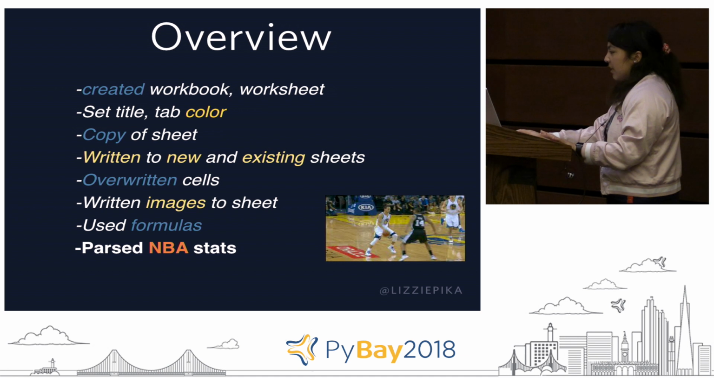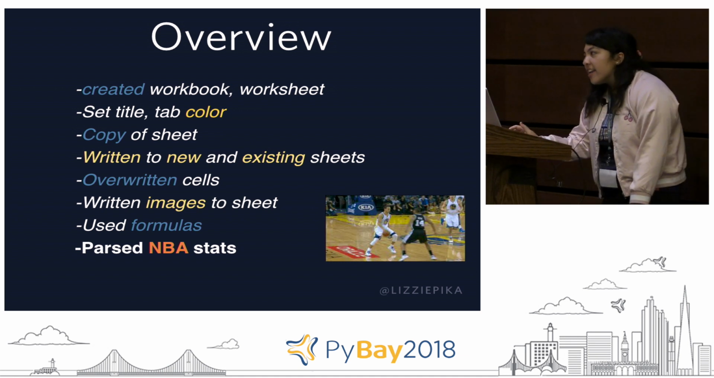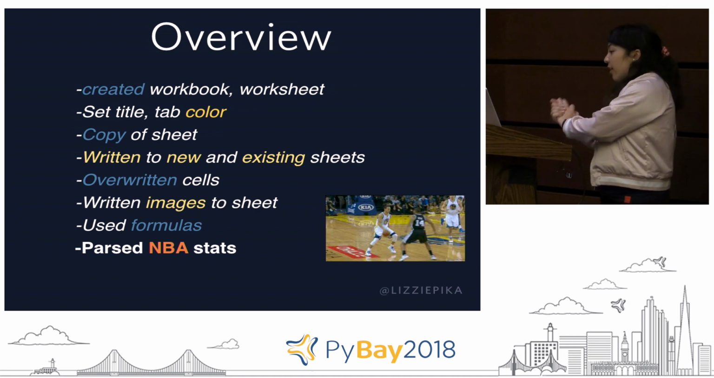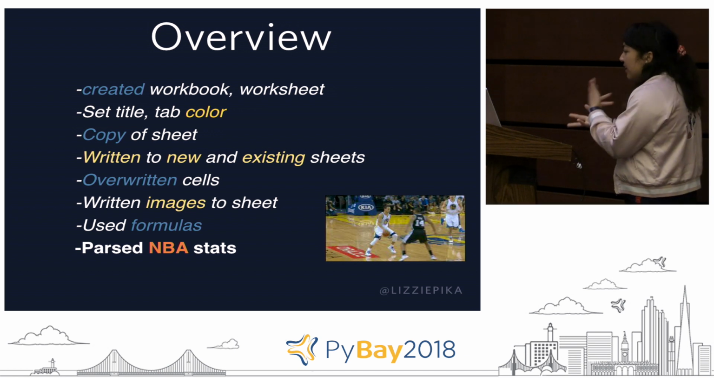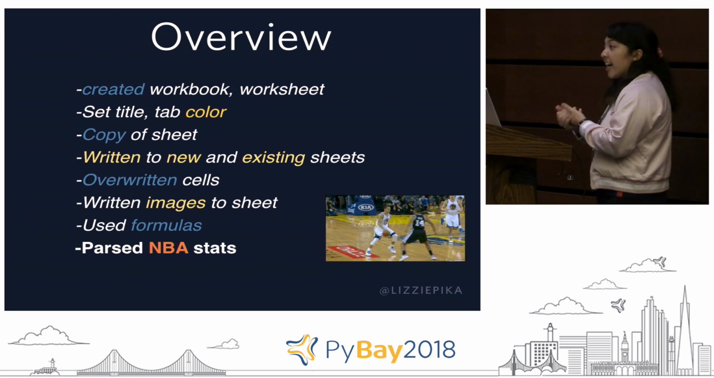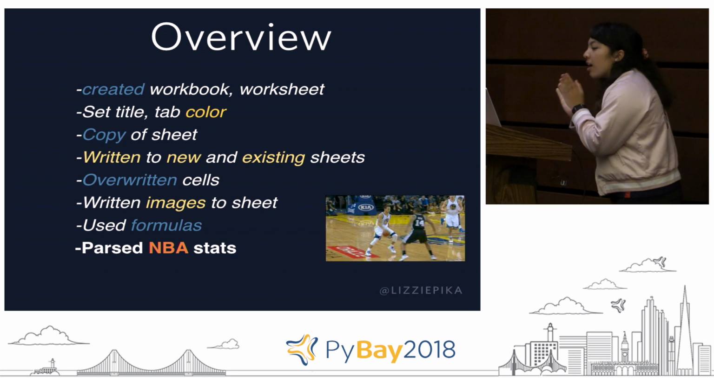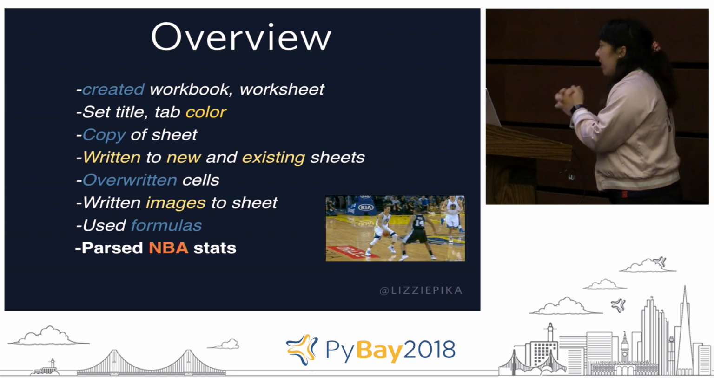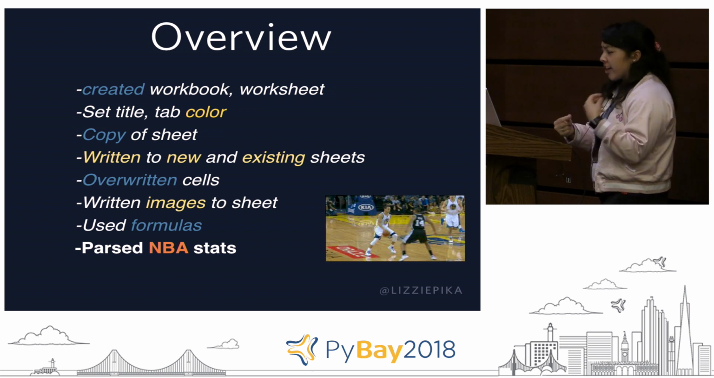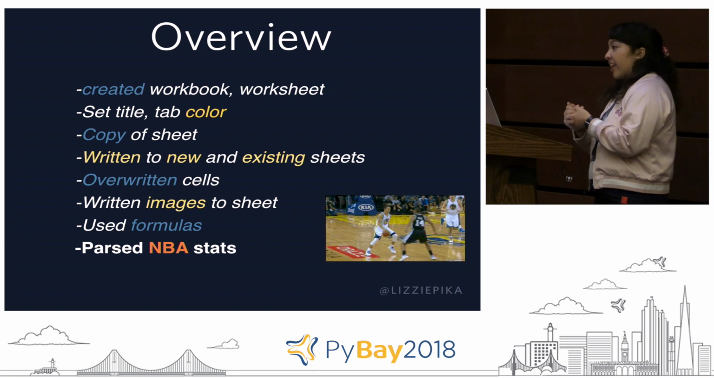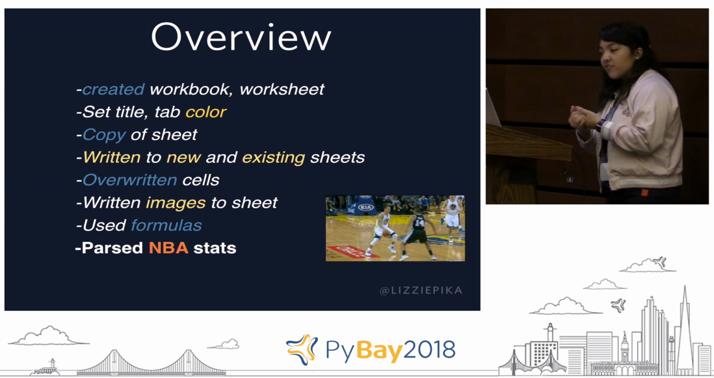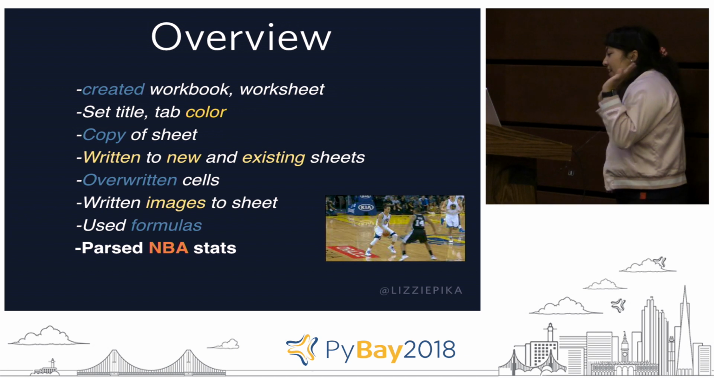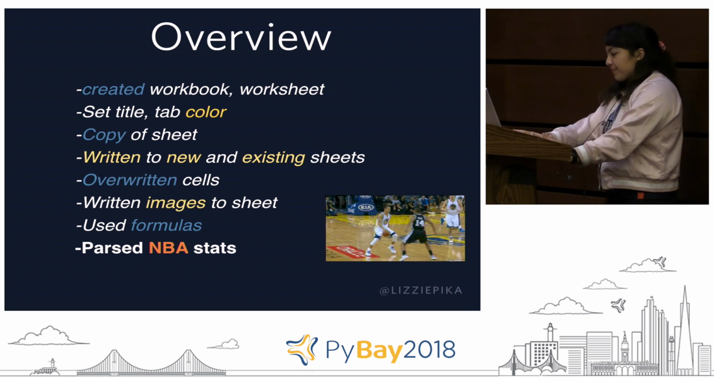Okay. So, what have we done? Now you know how to create a workbook and worksheet, set different aspects of a sheet like title and tab color. You can make a copy of a sheet or write to new and existing ones. You can overwrite cells with different data, write images to a sheet, use formulas, and of course, parse NBA statistics.